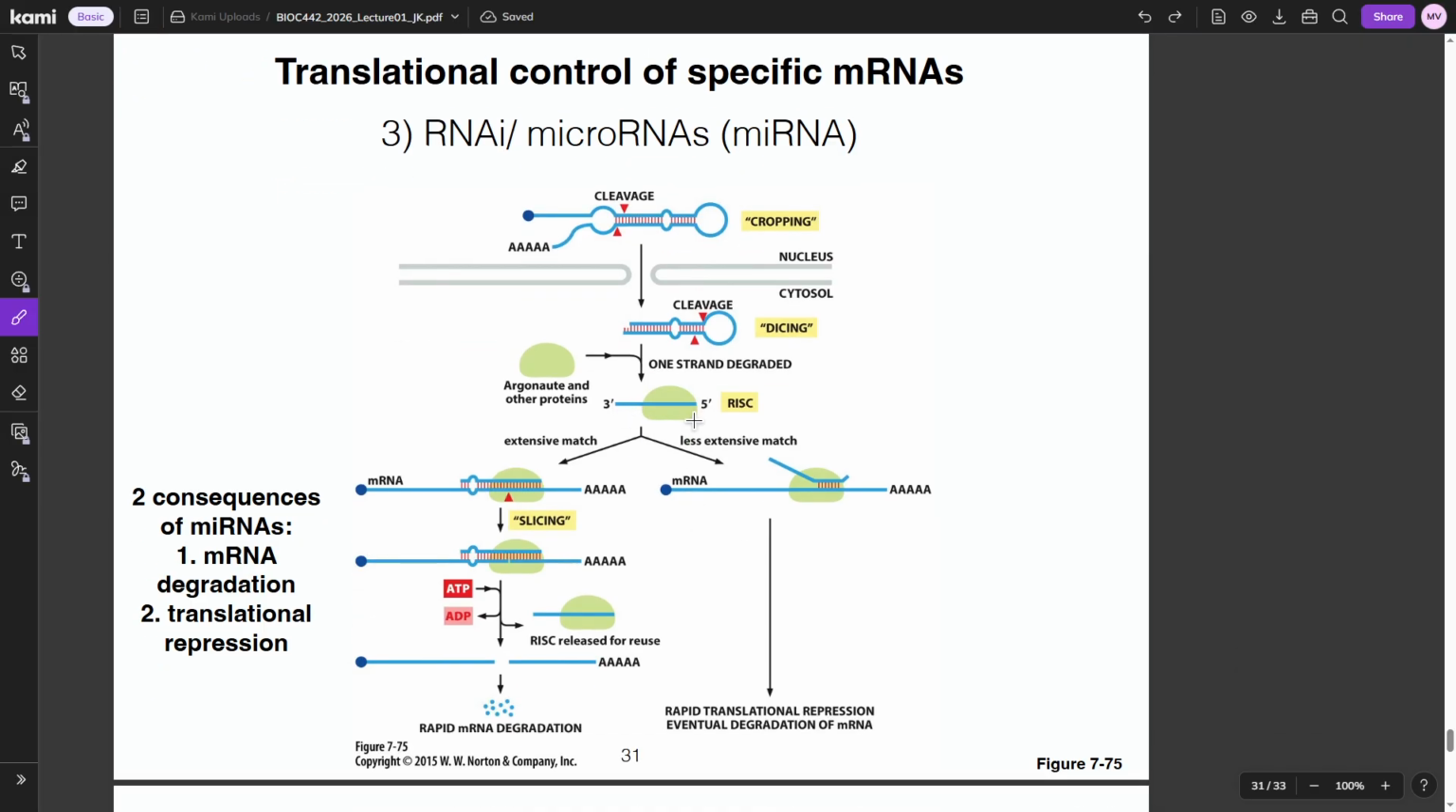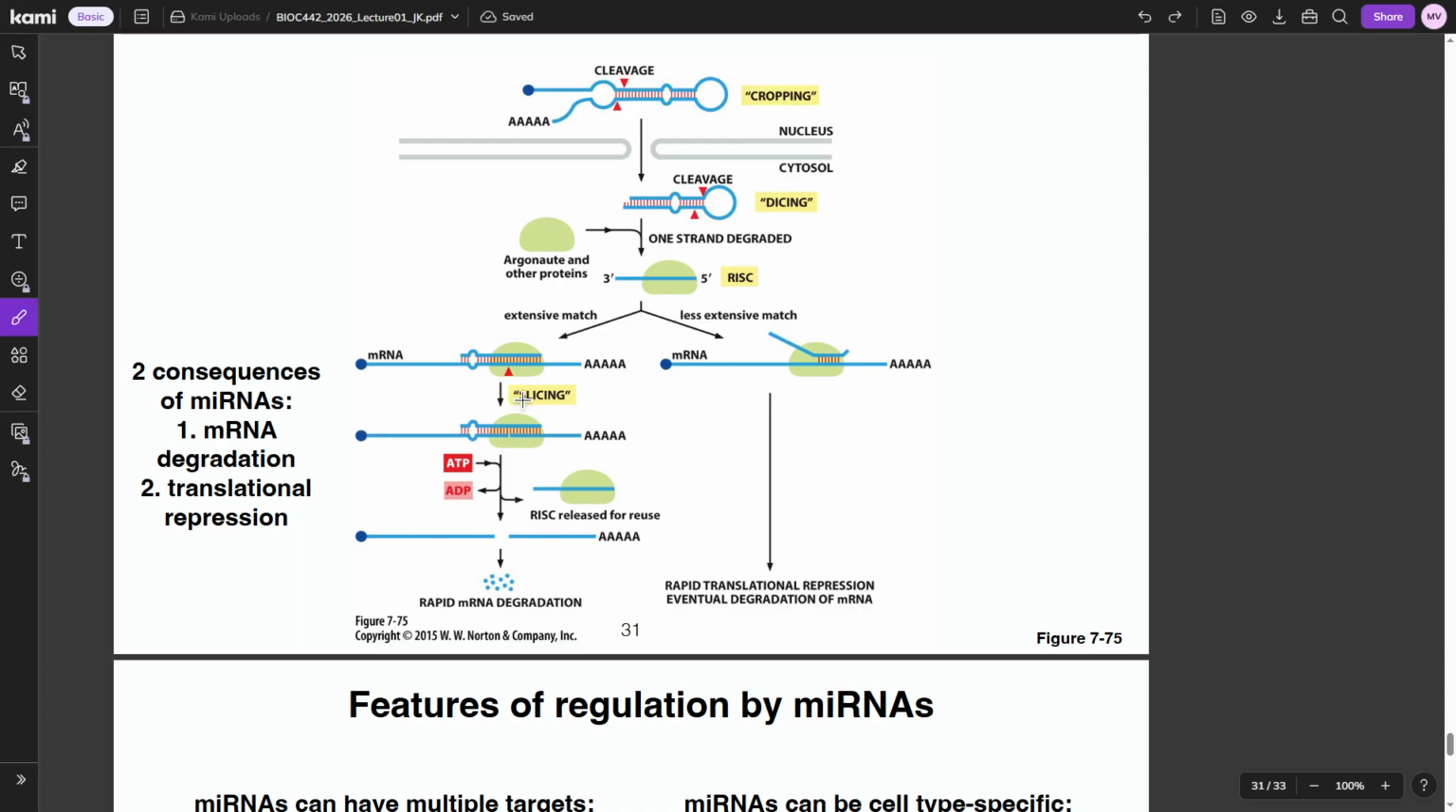And so two things can happen, right? Once this has happened, this is now a complex that silences RNA. And so there's two options, like I said. You can either have a very extensive match where this RNA portion pretty much directly matches a section of RNA on an mRNA molecule, or you can have it match a little bit, not too much. So let's start with the extensive match. If it matches a lot, what ends up happening is that basically immediately leads to degradation.